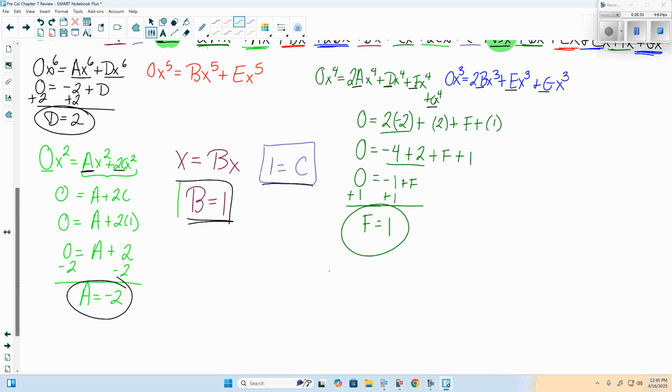Telling us that F is 1. So really the only things we're missing now are E and G. Our x to the 5th, well, we know B, we just don't know E. So 0 is equal to our B value plus E. So E is equal to, because 1 plus E is 0, -1.